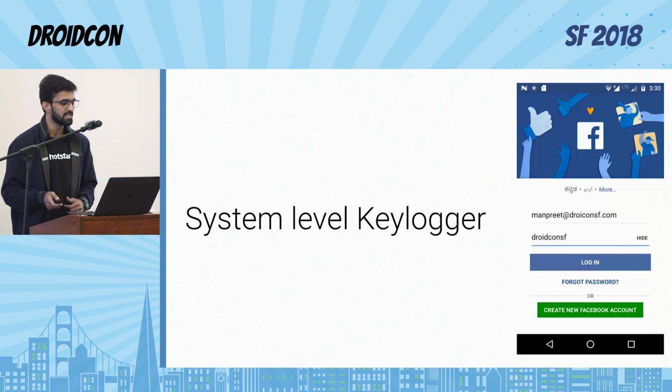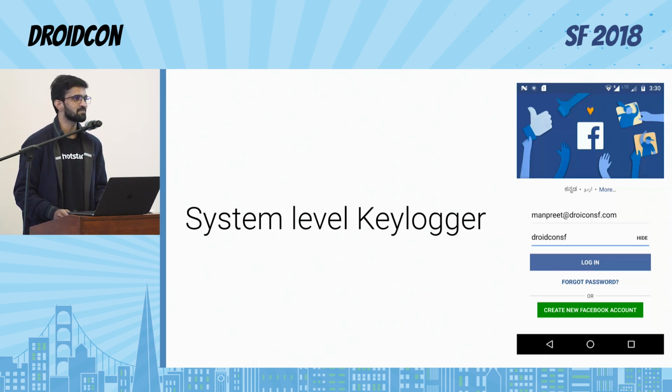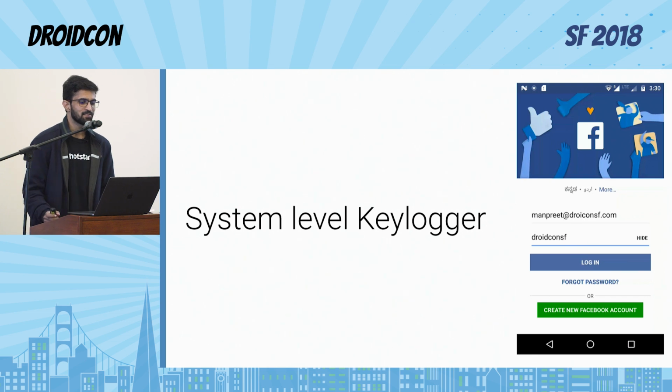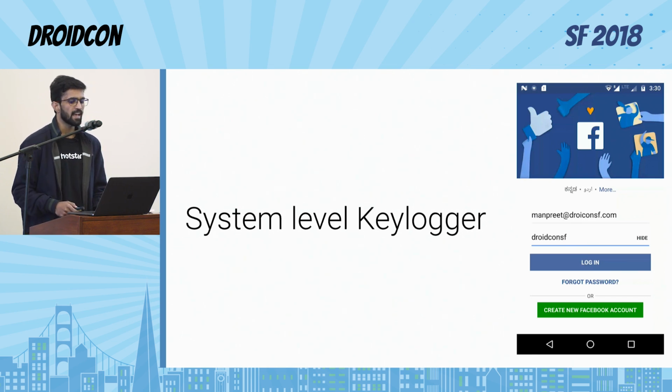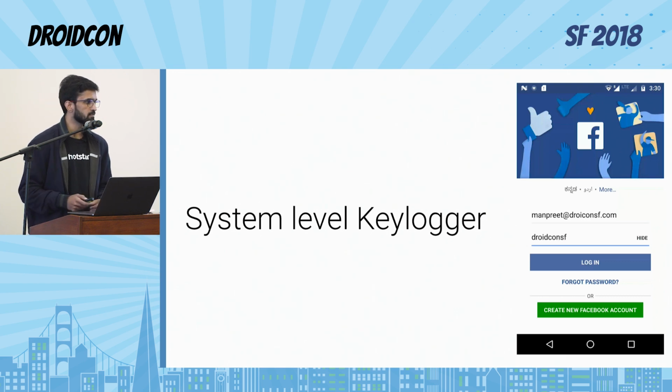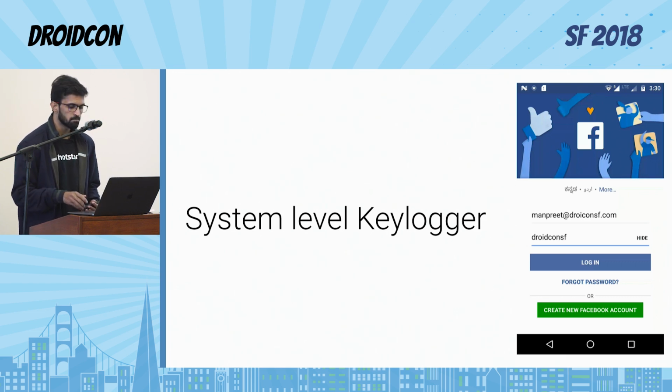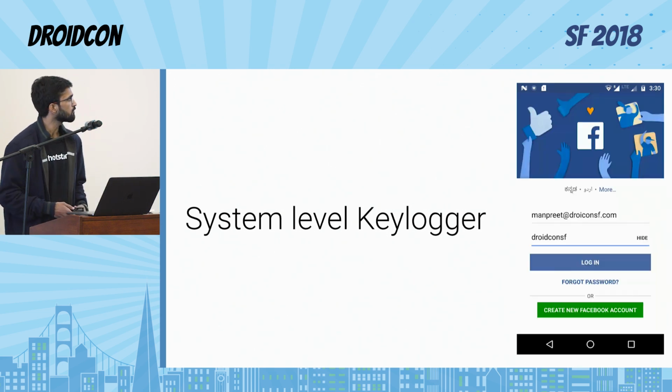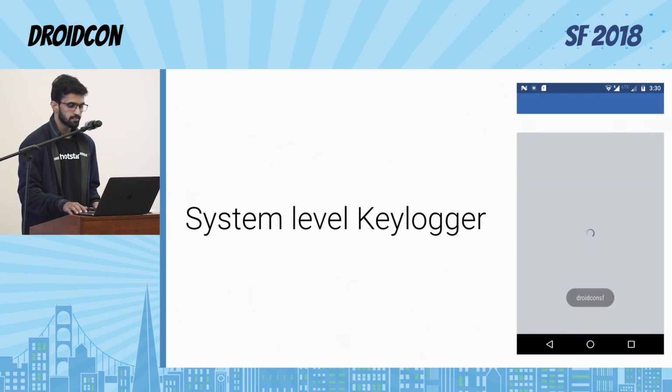Let's do something big. This time, the important password of users, not just Wikipedia password. So we'll track what's getting typed in any of the edit text across our whole Android system. So we'll get the password, all the passwords. Here I'm showing the password from Facebook app. Again, the question is how. So let's answer this.